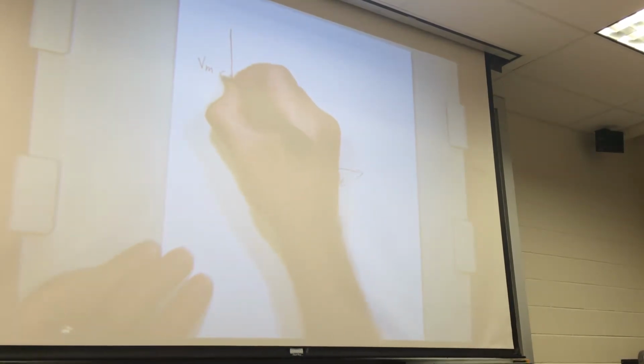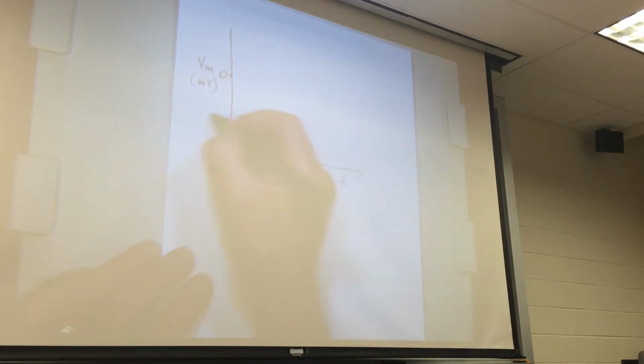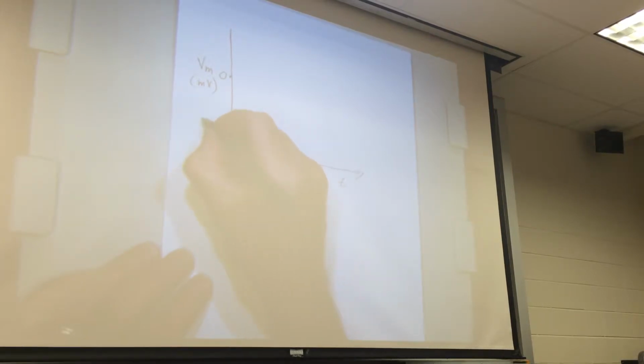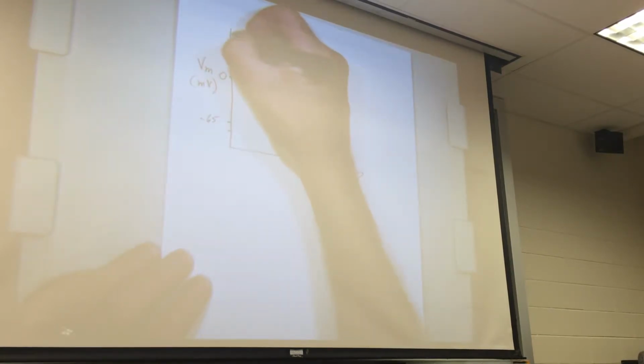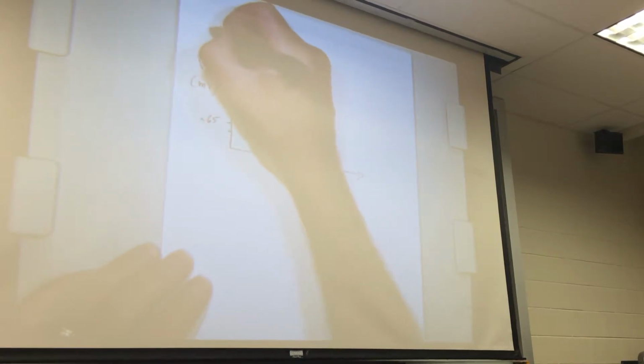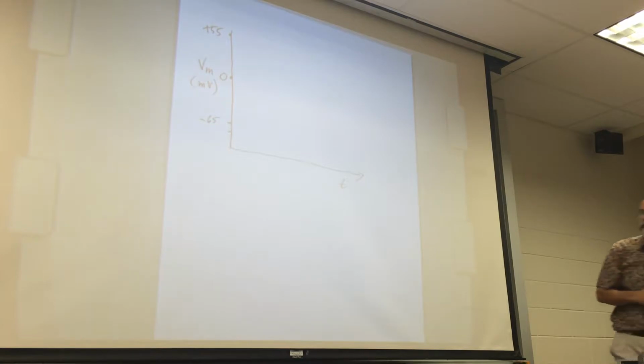And I'm going to make this 0. And the units are going to be millivolts. And this is minus down here, and we're going to have 2 positions down here. I think some of you already know why. I'm not going to do this to perfect scale, but this is going to be minus 65. Up here is going to be plus 55. Can you see that? All right.